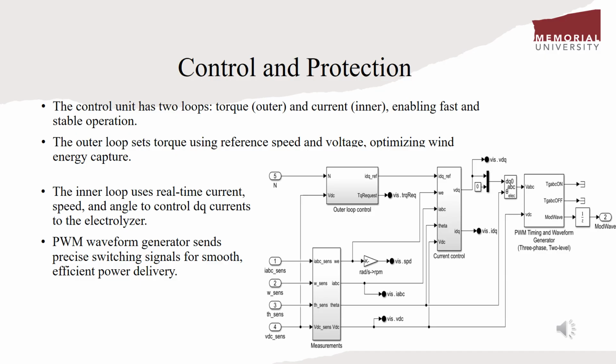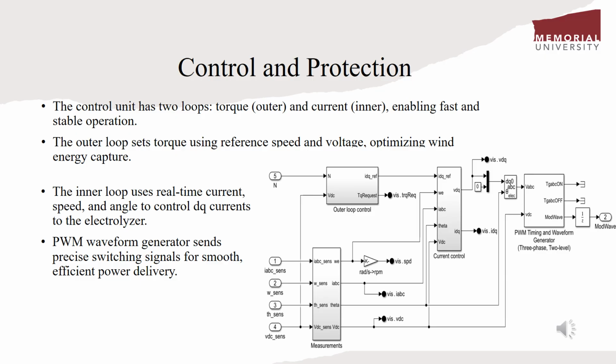This conversion is necessary to produce a stable DC supply for the PEM electrolyzer, where water is split into hydrogen and oxygen. The hydrogen then flows through a dehumidifier and a backflow prevention unit before being stored safely in the hydrogen tank. Supporting this physical system is a well-structured control unit, which is shown in the Simulink model.